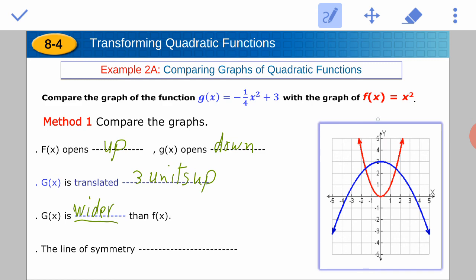The last characteristic, guys, you need to compare the two graphs is the line of symmetry. Line of symmetry is the vertical line that divides the parabola into two symmetrical parts. For the red one, it's the y-axis. For the blue one, it's also the y-axis, and its equation is x equals 0. So the line of symmetry of both functions is x equals 0. They have the same line of symmetry, guys.